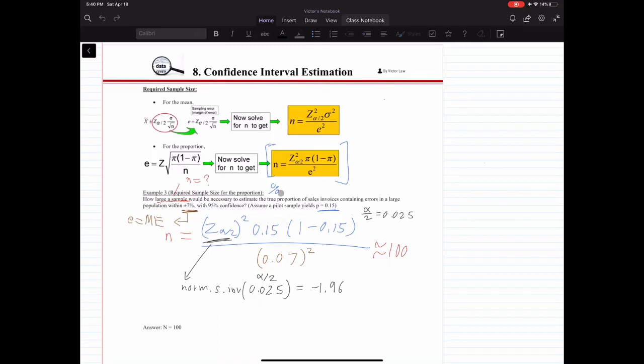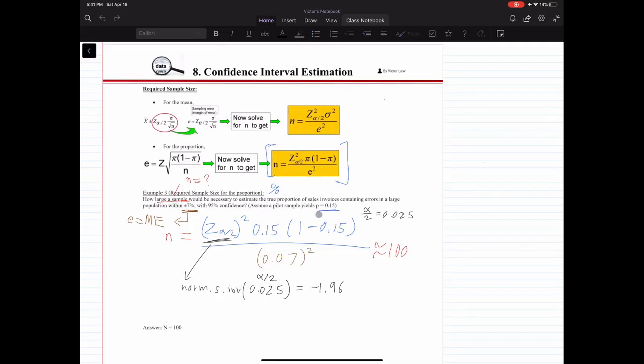And there are two formulas for required sample size. So we need to know which situation we're in. And how we know which situation we're in is because we're given the sample proportion. P is your sample proportion. So once we know that we're given a sample proportion, we're in a situation of proportions. So we're going to use this formula. N equals z critical squared times pi times 1 minus pi divided by error squared.